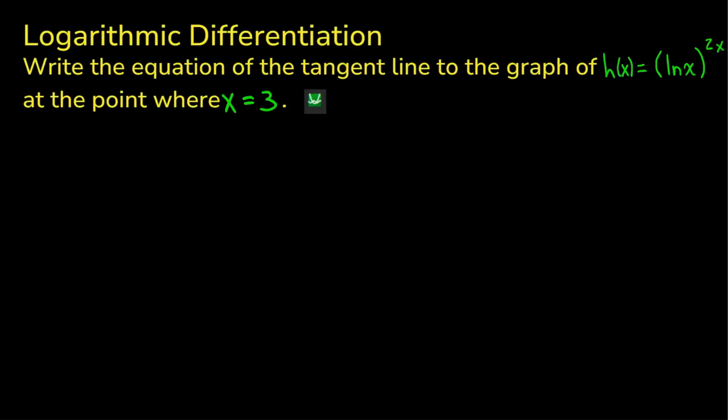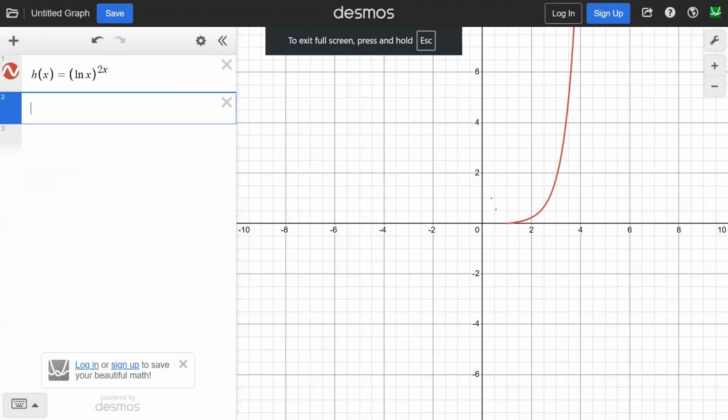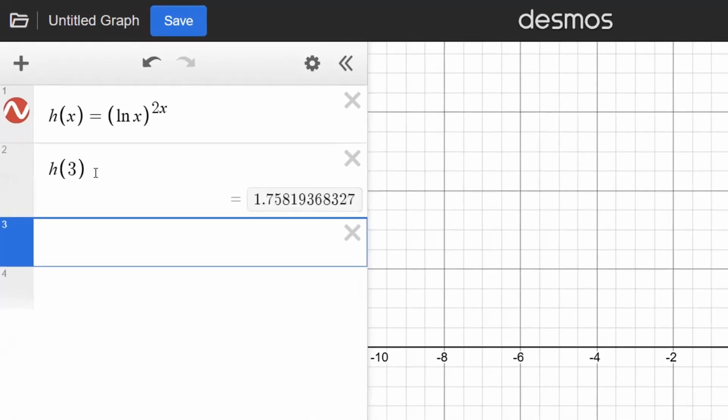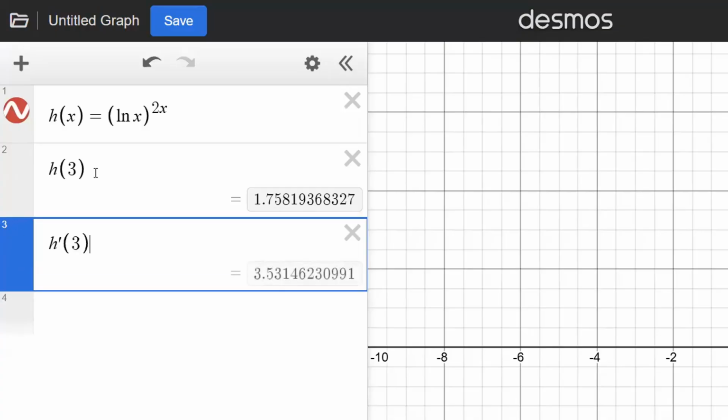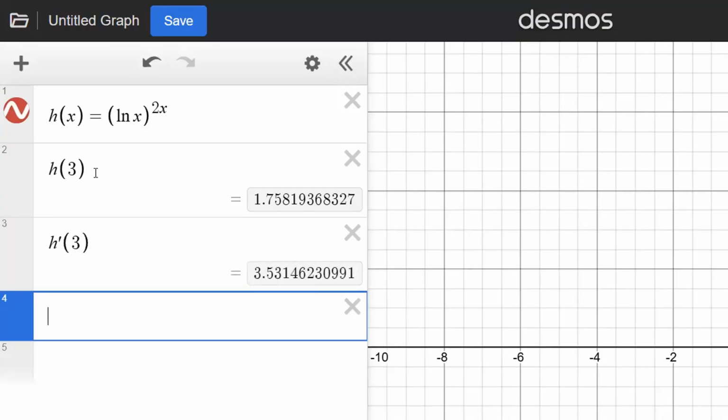So here we'll do this example all in Desmos just to show you how quickly you can do it, and I put the little Desmos symbol there to let you know this is a Desmos permitted question. So if we want to write the equation of the tangent line of the graph of h at the point where x equals 3, I'll hop on over to Desmos and show that to you. Here we have the graph of h of x. We need the equation of the tangent line at x equals 3. So the first thing we need to do is figure out the y value, which is 1.758, and so on. And then we need to figure out the slope, which is 3.531, and so on. And then we could write the equation of the tangent line.